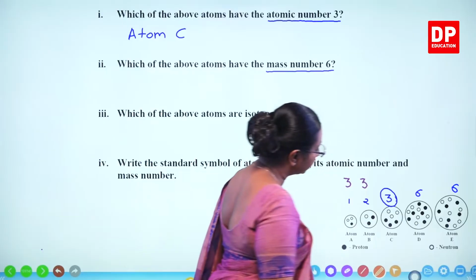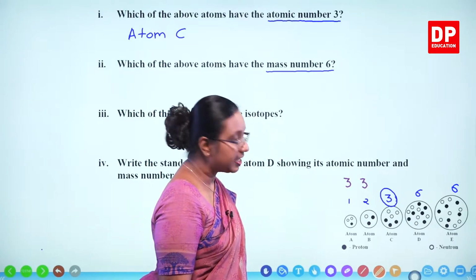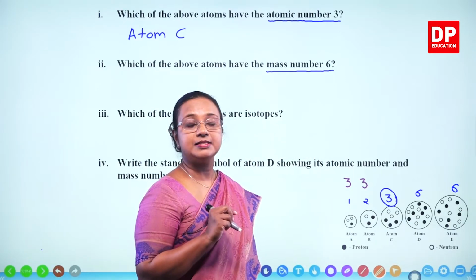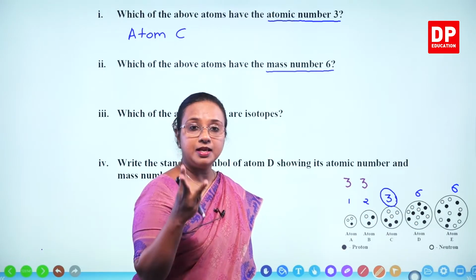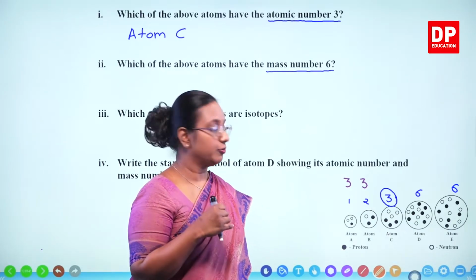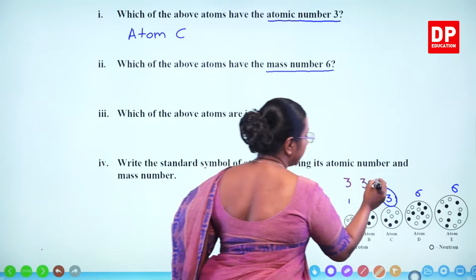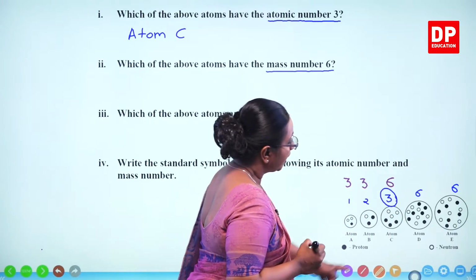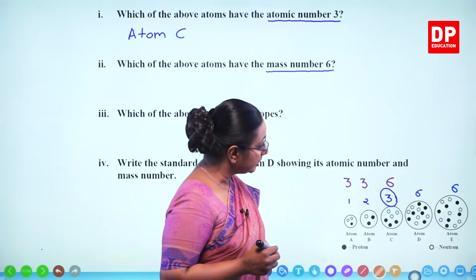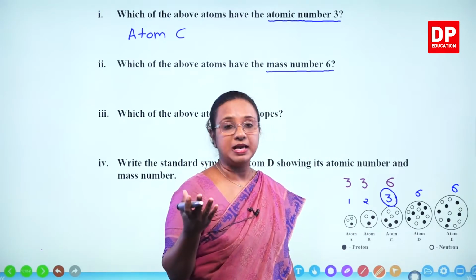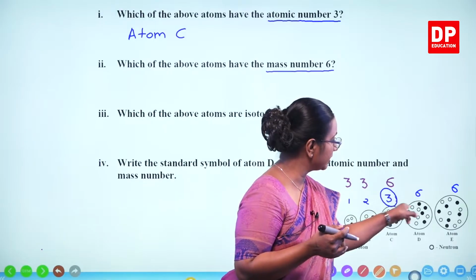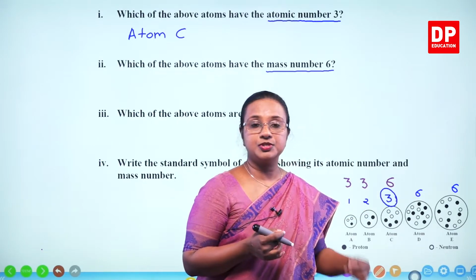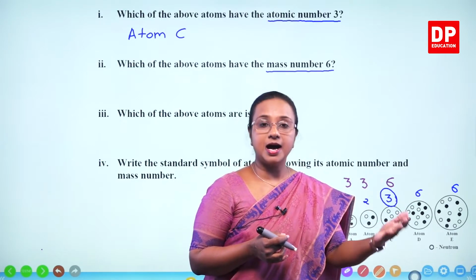If we take the third atom, that is atom C, there are 6 particles in the nucleus. 3 protons and 3 neutrons. So that again the mass number will be 6. If we go to atom D, there are many. And obviously, because there are already 6 protons, the mass number is higher.